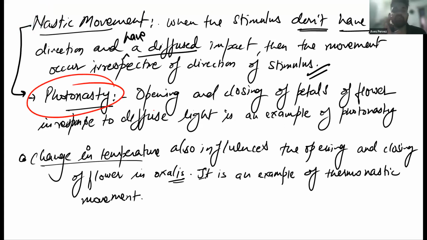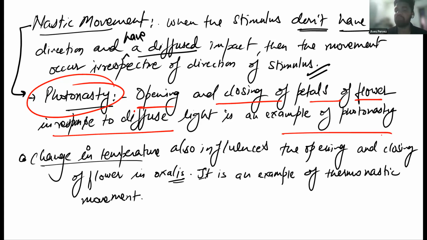And I have told you that the opening or closing of some flowers depends on the intensity of the light. If the diffuse light is there, then they easily get opened. So that is the response of the plant, and that is called photonasty. The opening and closing of petals of flowers in response to diffuse light is an example of photonasty. Note it down. Photonasty: opening and closing of petals. Petals means the flower part.